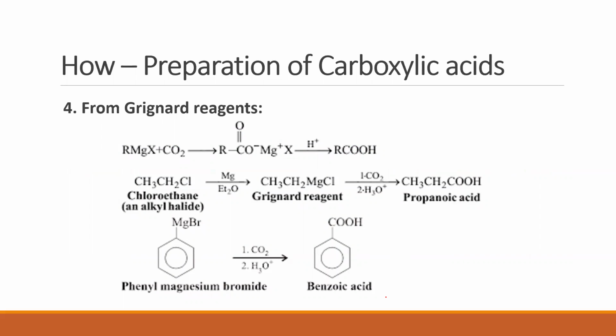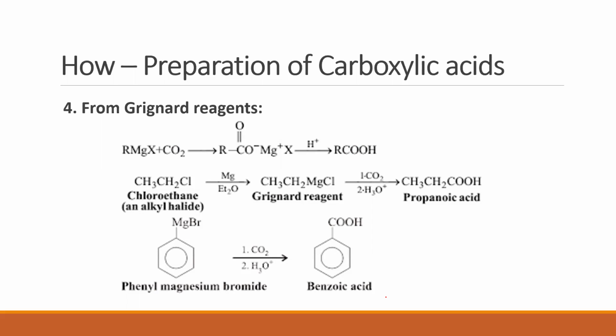The next method involves a Grignard reagent. Now, Grignard reagent was also pretty common. We came across this in the preparation of ketones as well. So even here, a Grignard reagent is used. That's one of the reasons Grignard reagent is so useful. It can be practically used to prepare so many compounds. Hence, Grignard reagents are very, very useful.